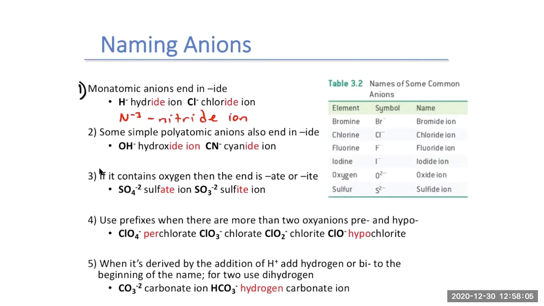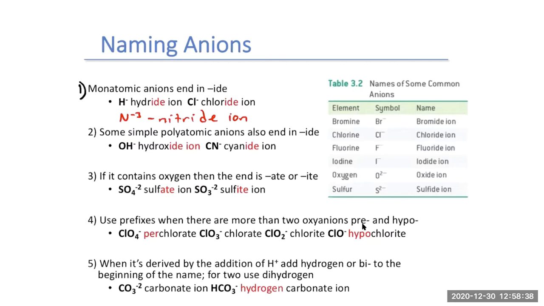If your polyatomic ion contains a lot of oxygens, its ending can either be ATE or ITE. ATE is the one with the higher number of oxygens. ITE is the one with the lower number of oxygens. And the polyatomic ions become even more confusing. If you have more than 2 oxyanions, you add prefixes.